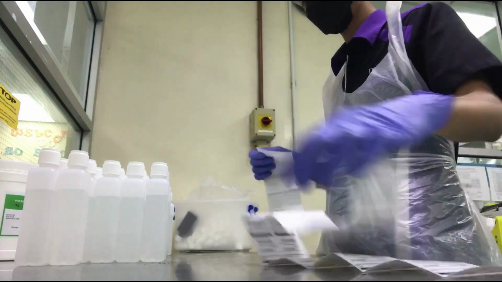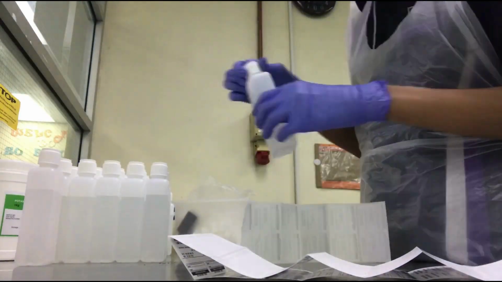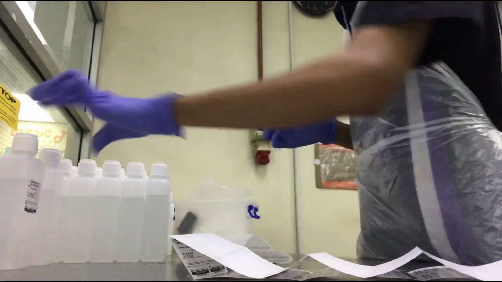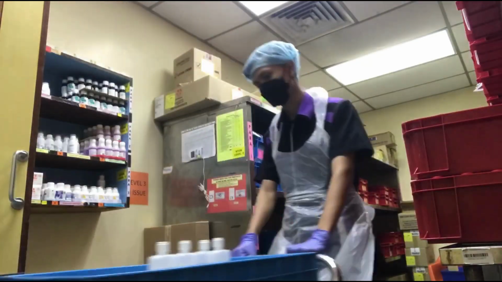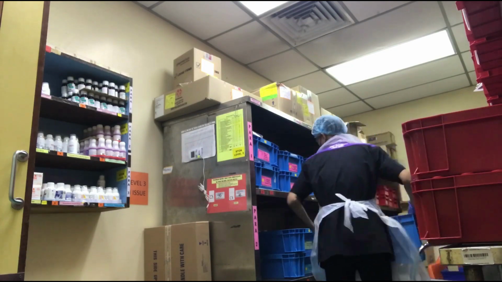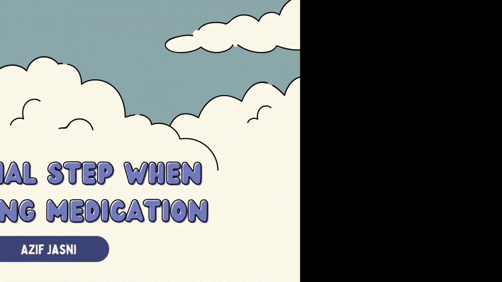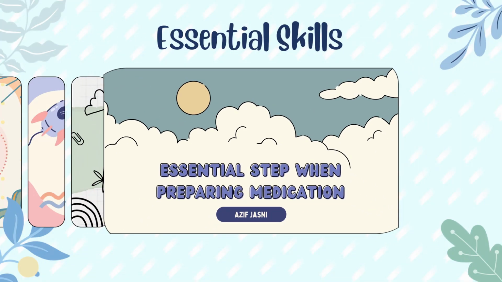Labeling process. Before labeling, we must make sure all the batch number and expiry date stated are the same as the worksheet. Lastly, we will store the product in the galenical store using the FIFO method, first expired, first out. That's all for me. Now, let's move on to the next part.